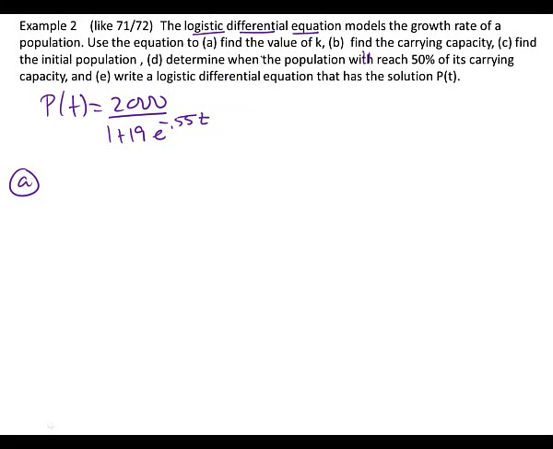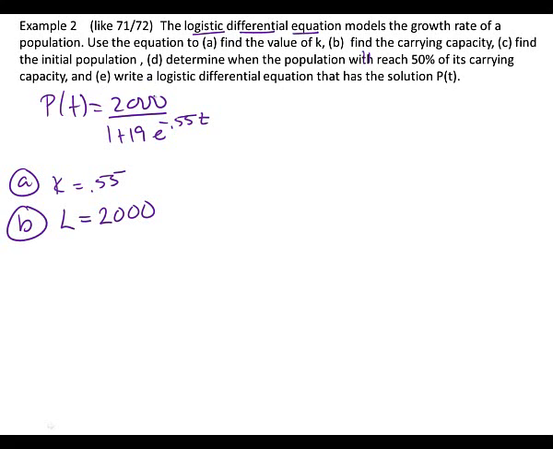Part A says find the value of K. Compare this to the function we just wrote down. What's the K value? Can't you just read it out of there? It's 0.55. Why is it not negative 0.55? It's negative in the formula, so the negative doesn't get translated to the K value. B is asking us for the carrying capacity, and the carrying capacity is equal to L. What's the carrying capacity of that one? 2000. Where are we getting that from? The numerator, the top. And that L was part of the formula that we just wrote down.